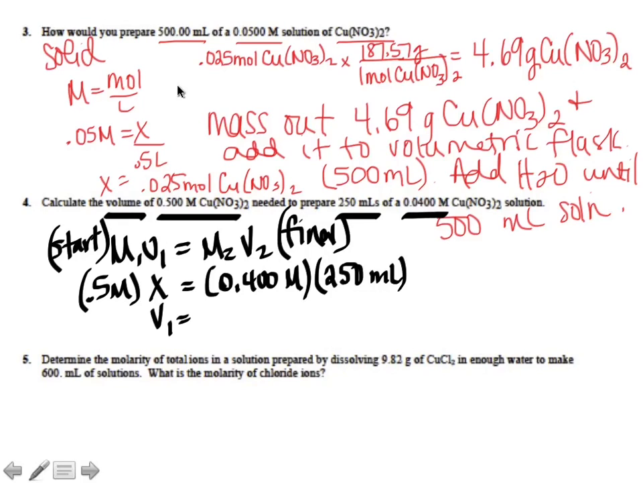What'd y'all get? 20 milliliters of copper 2 nitrate. So what we'll do is we'll take 20 milliliters of copper 2 nitrate and we'll put that into our volumetric flask, and then we will add water up to the line on the 250 flask.